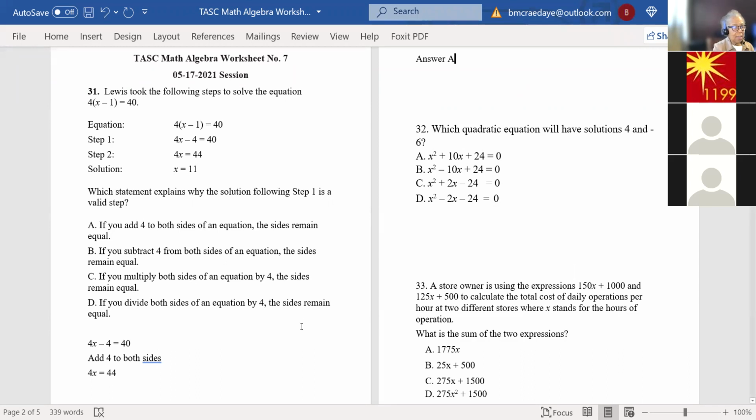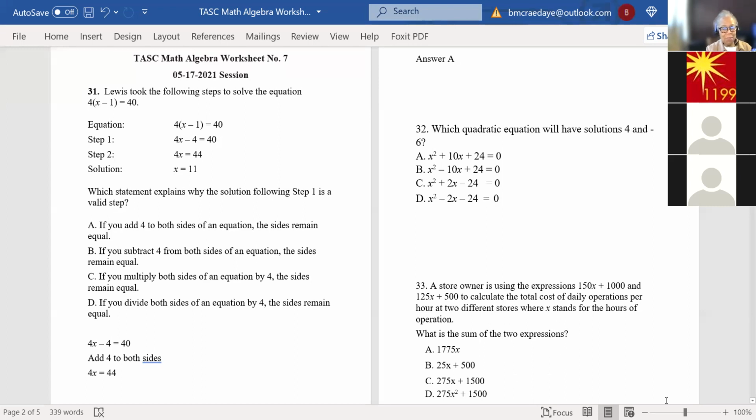Maureen, you see that? Yeah, because it said, which statement explains why the solution following step one is a valid step? Why is this a valid step? It's valid because you added 4 to both sides and the sides remain equal. 4x equals 44. Okay, so that's the answer, 31. Why is this valid? Because this came from adding 4 to both sides. All right.